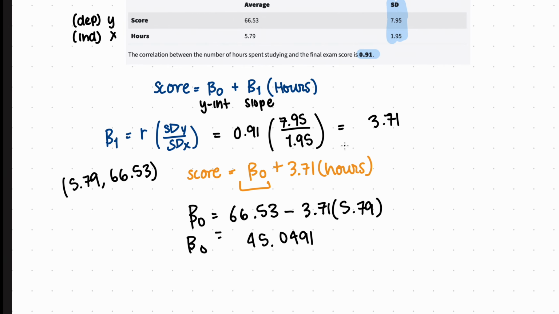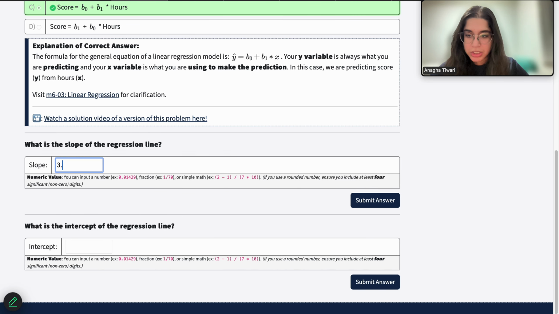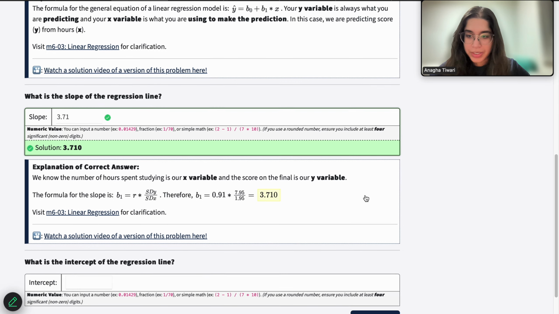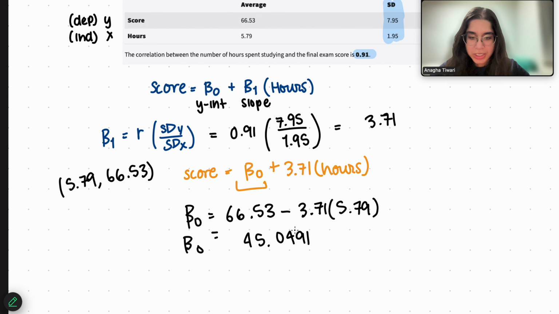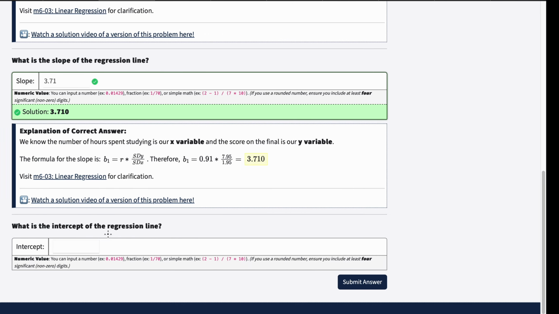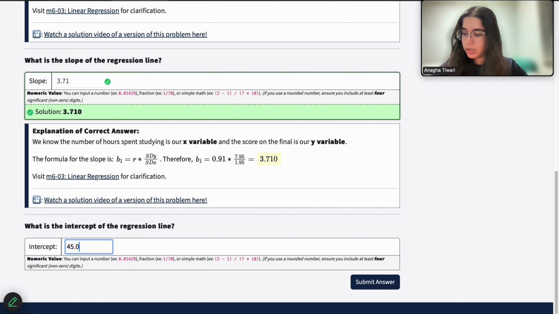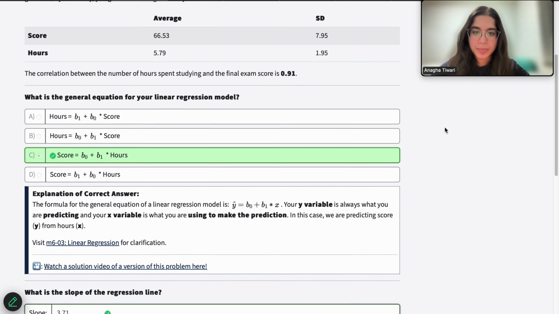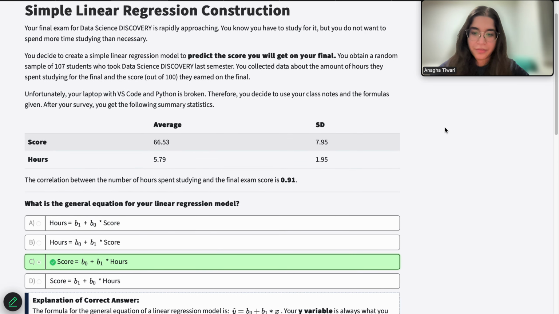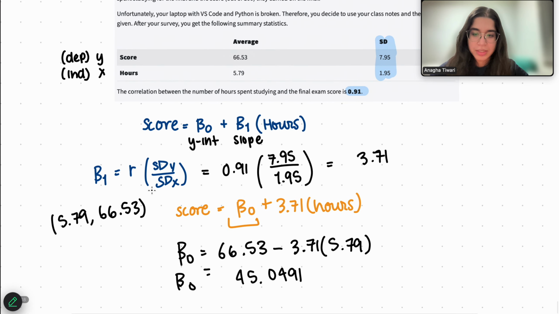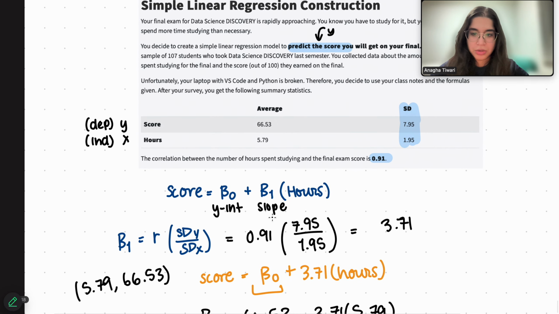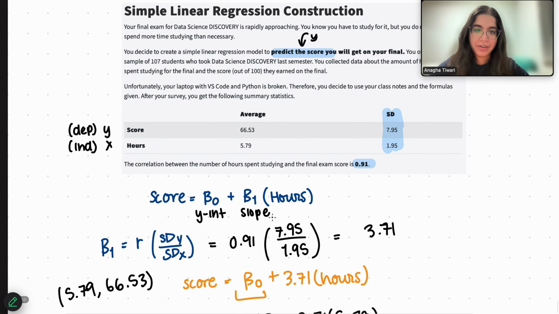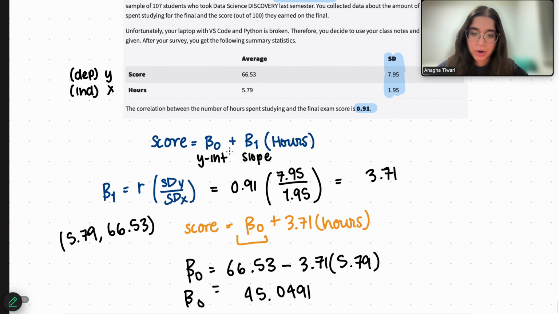So let's go ahead and write that down, record those as your answers. So slope was 3.71, and the y-intercept is 45.0491, which is also correct. So this is really just a matter of organizing the information you have, double checking the formulas, making sure you're using the correct values, and then just solving for our unknowns.